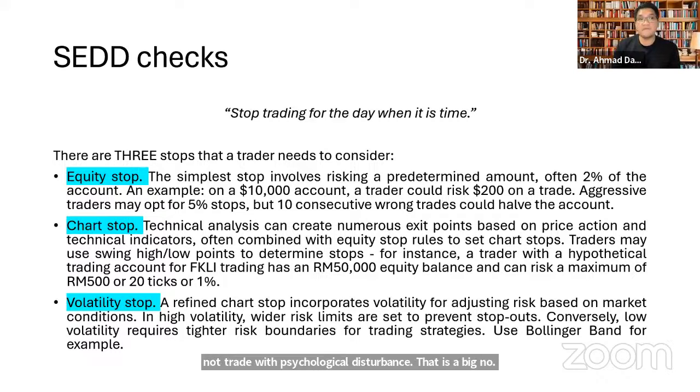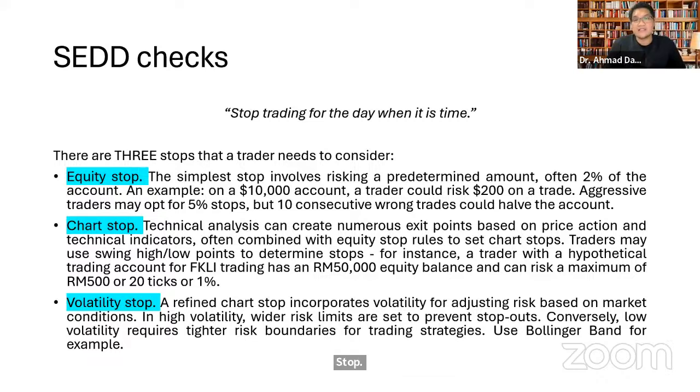You have to know there are 3 stops that a trader needs to consider. First, the equity stop. Let's just say you don't want to use my 1% preference or advice, and you want to use 2%. Once your loss has reached 2% for that day, stop, and go do something else. That is the best I can advise you. You already allocated 2% for the day and it reaches 2%. Get out from the market.